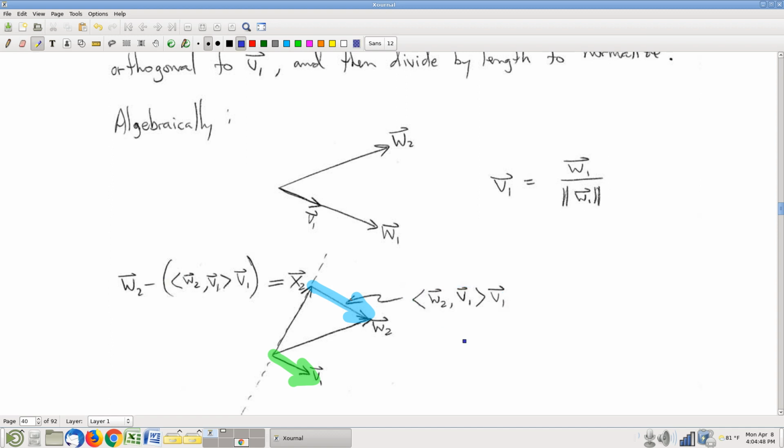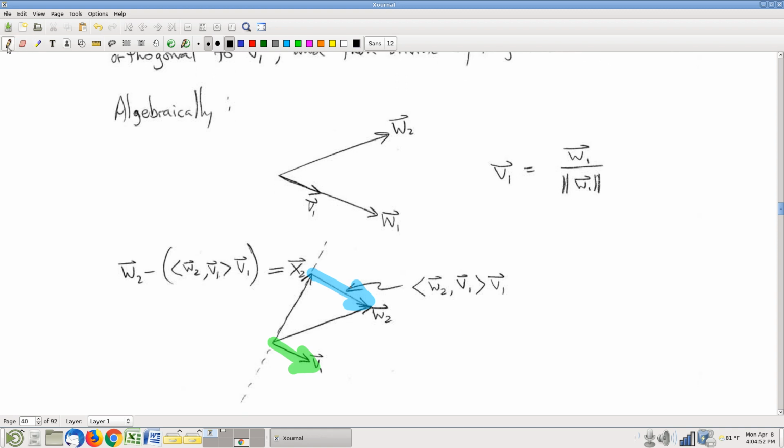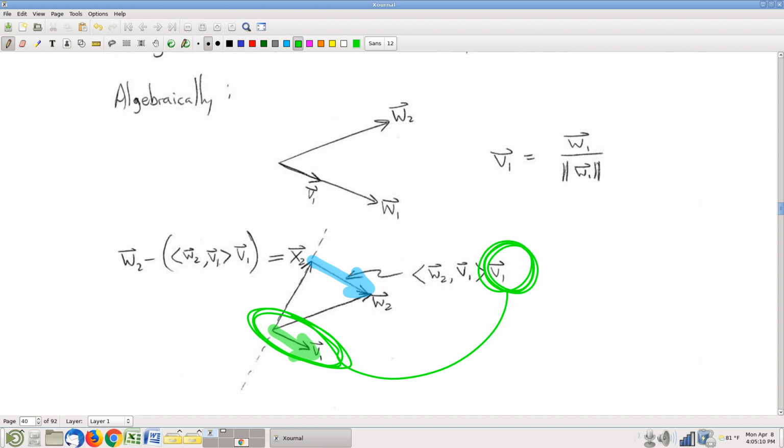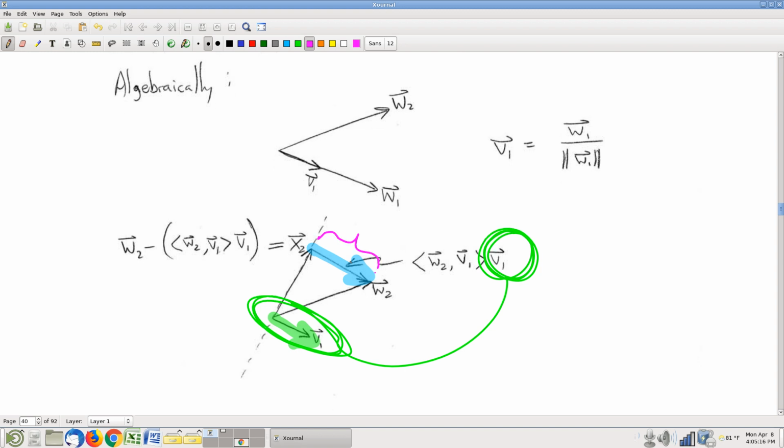Let me write down what I know about this light blue vector. I know a couple of obvious things about it. On the one hand, I know that it is pointing in the V1 direction. That's kind of by assumption. Okay. The other thing that I know about this light blue vector is its magnitude. How long is it? All right, let me kind of drop a perpendicular here.